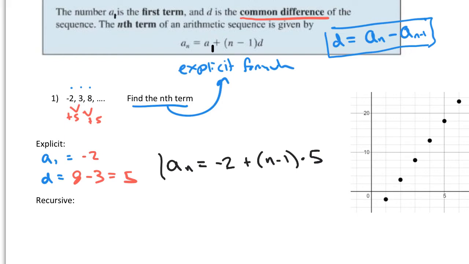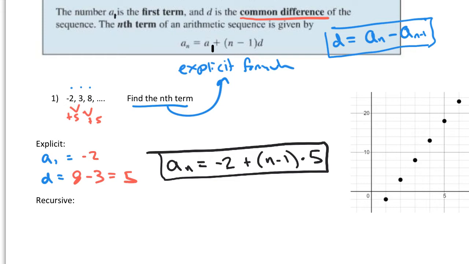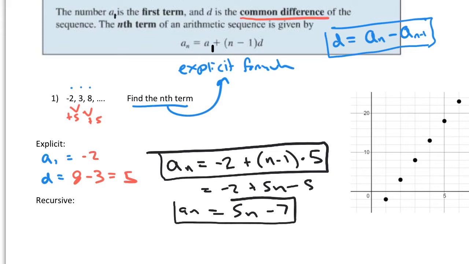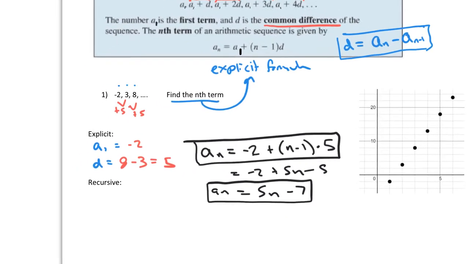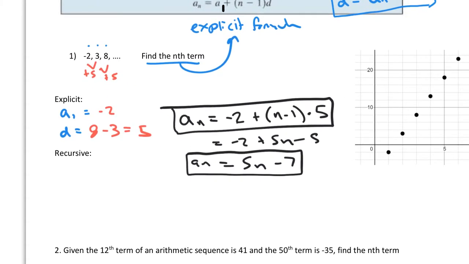I like this as a final answer, but a lot of people also like to convert it to what looks like slope-intercept form. Basically, simplify it. We could distribute that 5 and we would get equals negative 2 plus 5n minus 5. Then I can combine the negative 2 and the negative 5, and I get 5n minus 7. So that's another good answer for an arithmetic sequence explicit formula. Either one is okay. I think you should be able to be comfortable getting either.